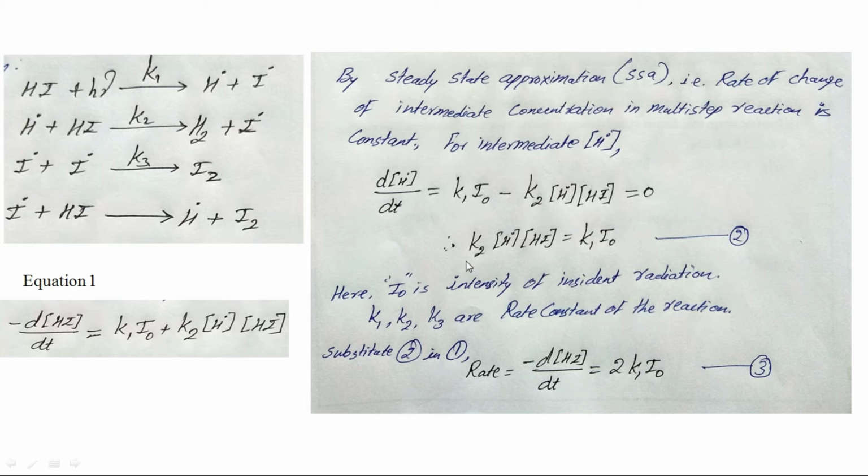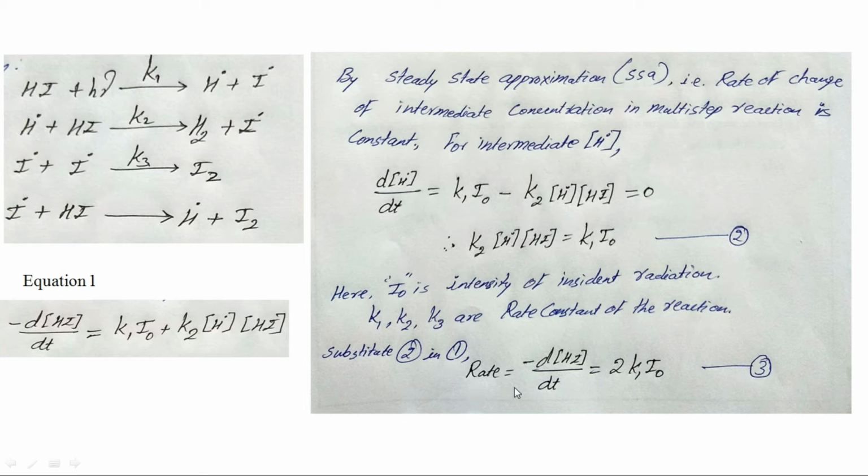Now I am going to substitute this particular equation 2 in equation 1. In this equation 1, you can observe K2 hydrogen free radical concentration and hydrogen iodide concentration is equal to K1 I naught. So I am just replacing K2 H dot HI with K1 I naught, and if I substitute here, as we can see, rate of formation of HI is equal to K1 I naught plus K1 I naught, which is nothing but 2 times K1 I naught. Let me call this equation 3.